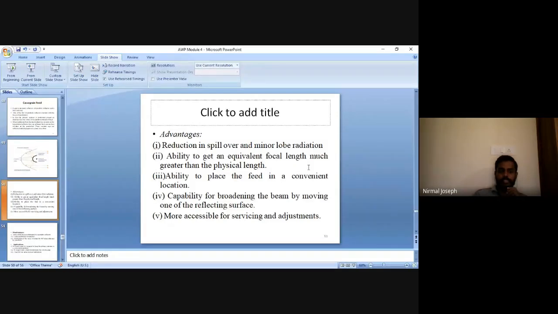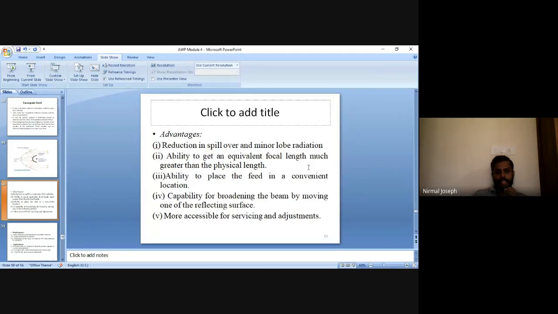So, the advantages: reduction in spillover and minor lobe radiation. The spillover will be minimum, because both the foci of the hyperbola and parabola are the same, so all of the rays which fall on the hyperbola get reflected into the parabolic reflector itself. No spillover will be there. Spillover means some signals can escape from the parabola. That will not be there.